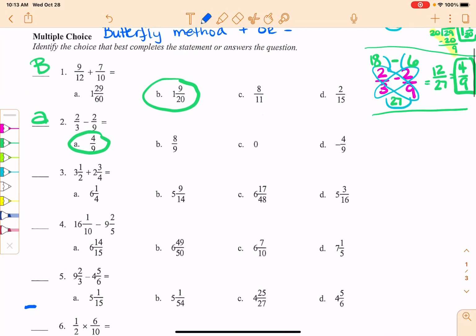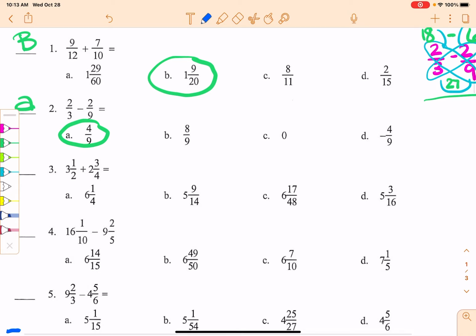Okay, so I'm going to go to number 3. Before I do number 3, you'll know these are mixed numbers. So the first thing I have to do before I can do the butterfly method is to add my multiplication and add sign in there so that you can see what the mixed number is going to change into to make it improper. So 3 times 2 is 6, plus 1 is 7. So that's 7 over 2. 4 times 2 is 8, plus 3 is 11. So it's 11 over 4.